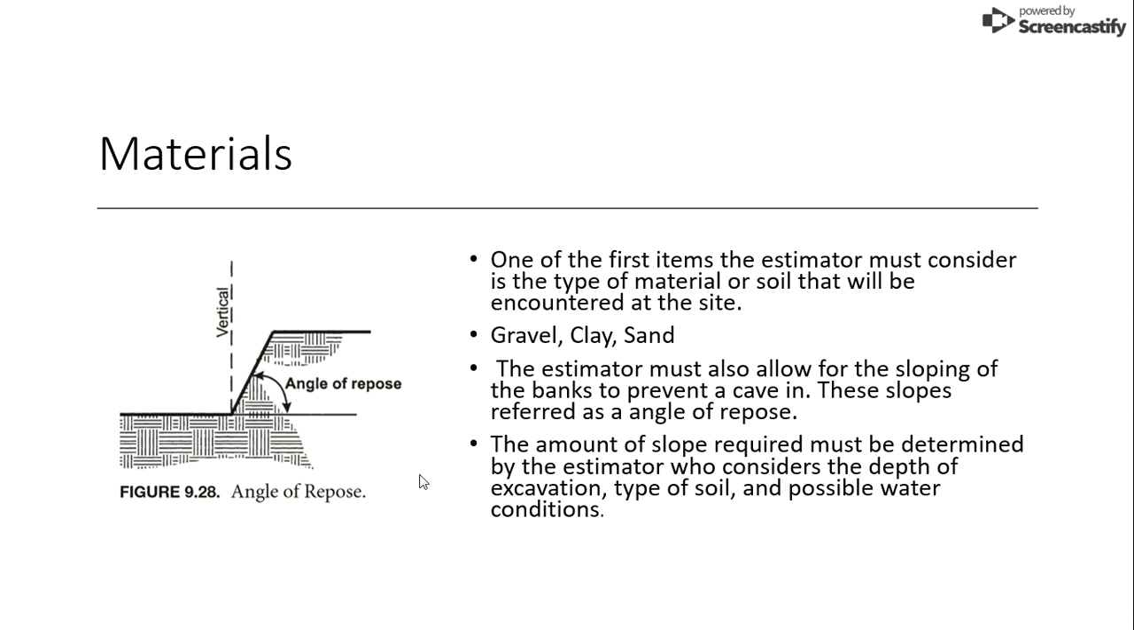Materials. One of the first things the estimator must consider is what type of material or what type of soil is going to be encountered on site. There are several types of material like gravel, clay, and sand.